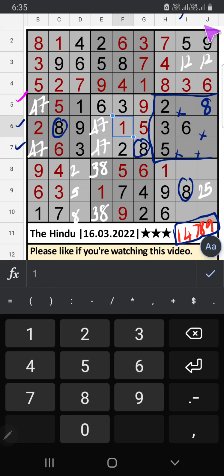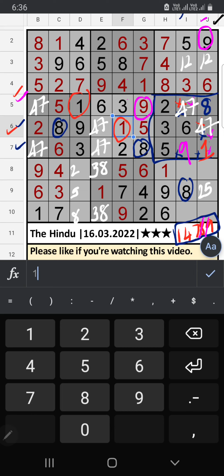5th row on column J we have 9. So 9 can't come in these cells. The 9 is confirmed here. 5th row and 6th row we have 1. So 1 can't come in these cells. Then 1 is confirmed here. 6th grid, only 2 numbers are remaining, 4 and 7. They will come in the 2 cells. We will confirm later.